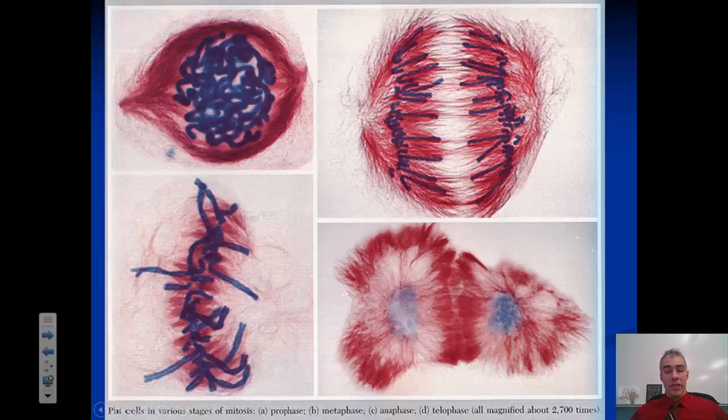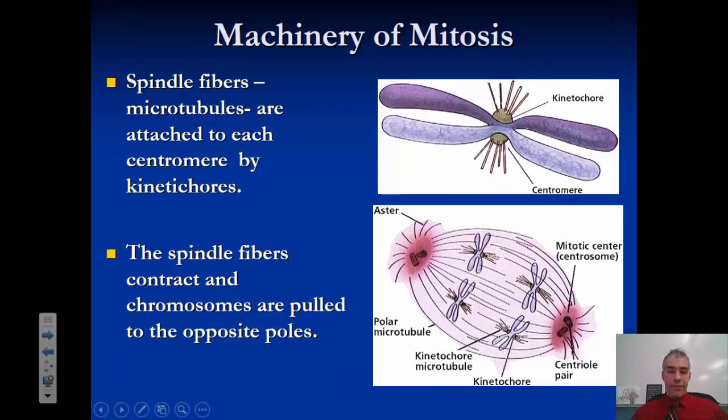Here's showing you some real pictures of this stuff. So this is showing metaphase. This is prophase, this is anaphase, and then telophase at the end. So the spindle fibers that actually attach to these chromatids form at what's called the kinetochore. Okay, so that's how it attaches at the centromere. The spindle fibers will actually contract and pull the chromosomes apart.